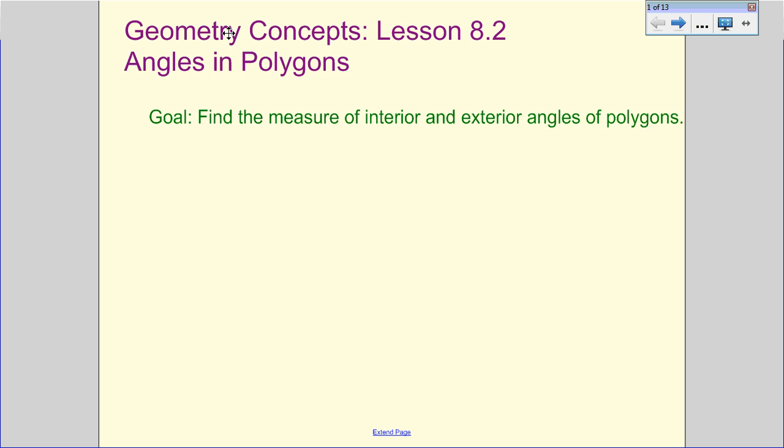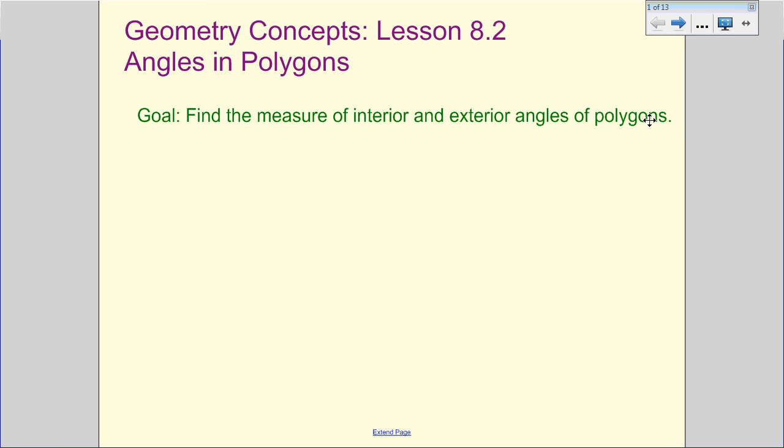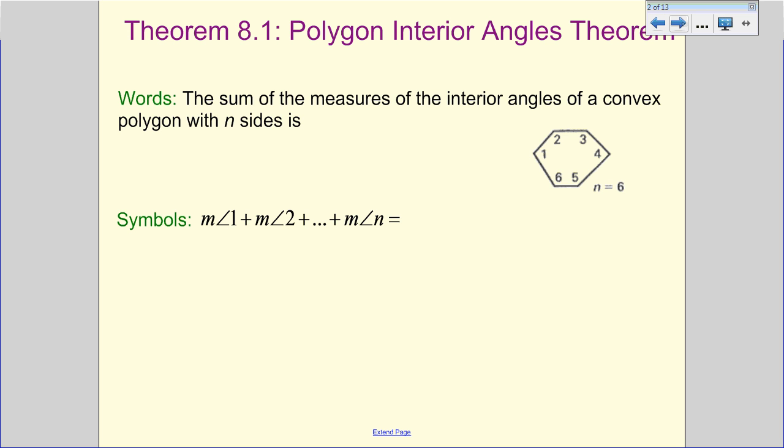The awesome thing about that is you just spent quite a bit of time in Chapter 6 finding the interior angles of quadrilaterals. So you already have a really solid foundation on what to do here. We're going to build upon that, since these are polygons, we could have any number of sides. So let's take a look at the 8.1 Polygon Interior Angles Theorem. We've kind of done this investigation where we should see this. But if the polygon has n sides, and what this means is any number.